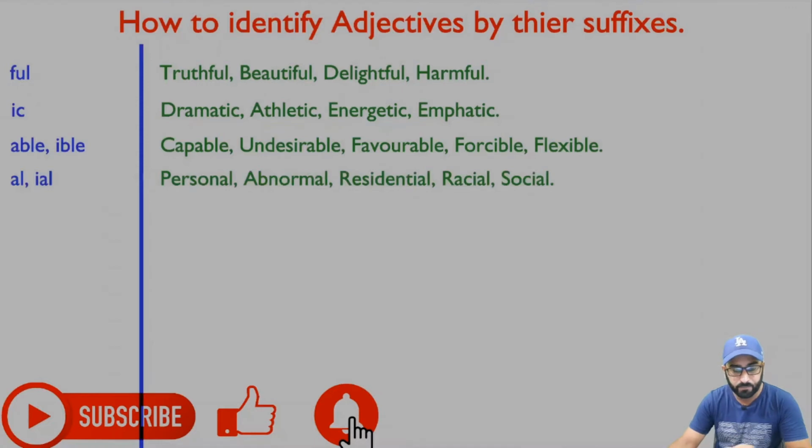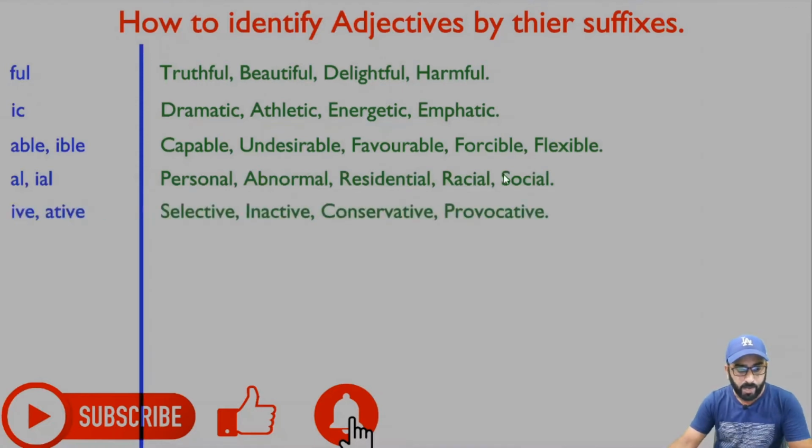The next suffix or word endings we have are -ive and -ative. Any word that has -ive or -ative at the end of the word will also be an adjective, such as selective, inactive, conservative, or provocative. These are examples, and there are many other examples with these suffixes.